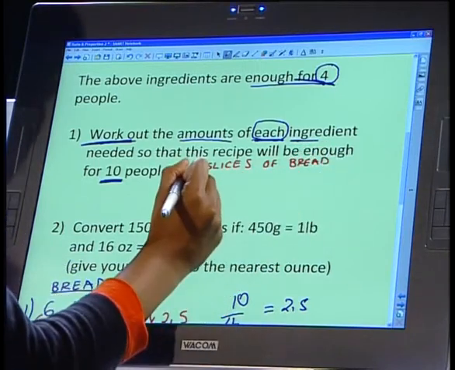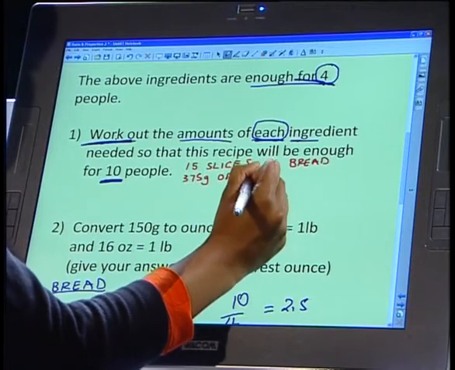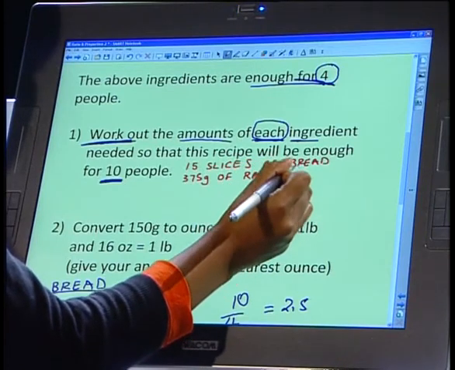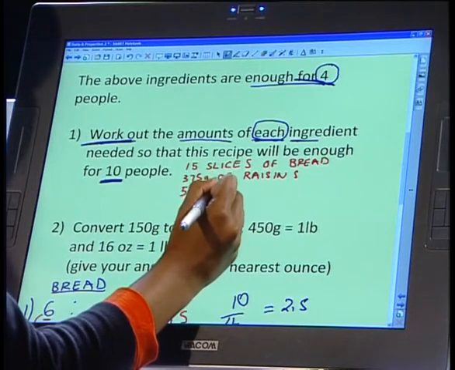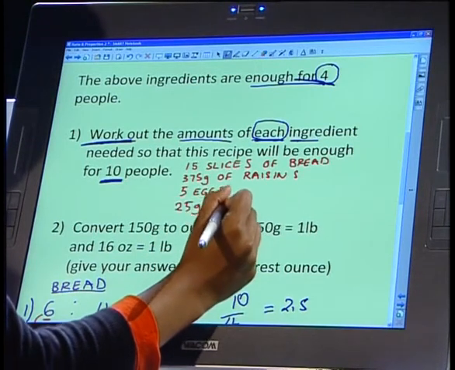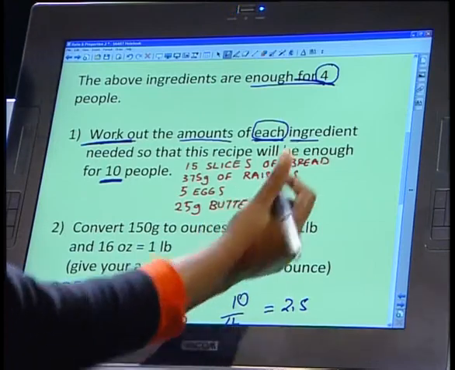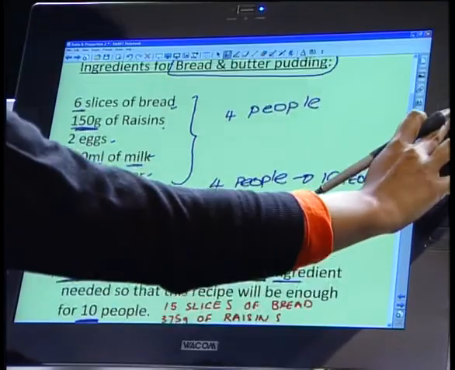We needed 375 grams of raisins, 5 eggs, and 25 grams of butter to help us to now use this recipe and expand it and make enough to feed 10 people. So guys, what you've just seen is that we can make use of ratios to help us to modify a recipe and to help us with baking, which is quite useful.